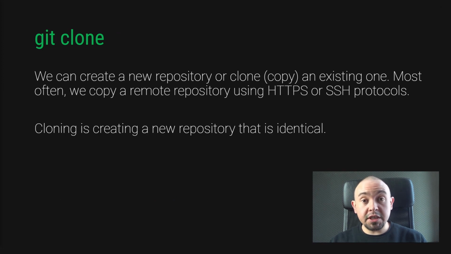Git clone. This is an alternative for the git init command. We can create a repository by cloning a repository that already exists. We can clone local repositories on our hard drive or remote ones using HTTPS or SSH protocol. Cloning is creating a new repository that is identical to the cloned one.